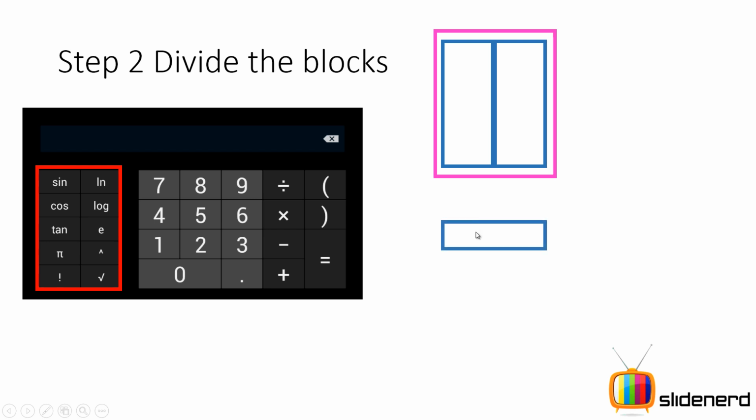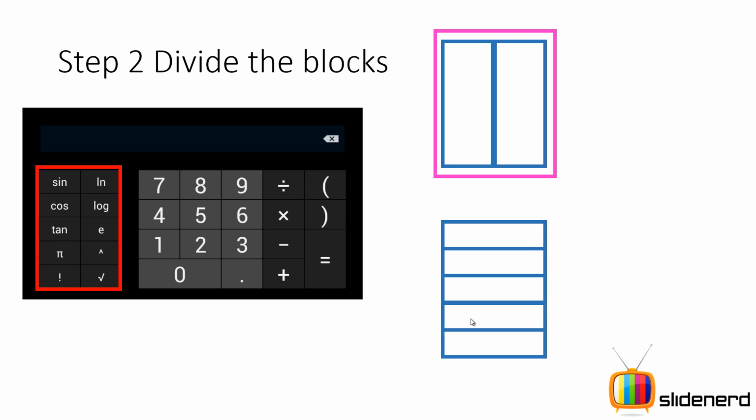Take a look at this. Sine and ln are inside a horizontal linear layout, cos and log, tan and e, pi and the raised to, factorial and the root. Now they are all inside horizontal linear layouts, and all these horizontal linear layouts are one below the other, and that means they are inside a vertical linear layout. Now these are two ways to take the same problem and break it into pieces. Now which one should you use? That's the biggest question, right?